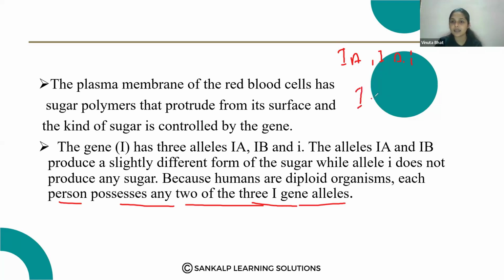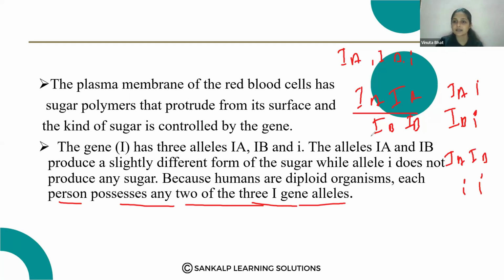It may be IA IA, or it may be IB IB, it may be IA small i, or IB small i, or IA IB, or small i small i. So in human beings, they are diploid organisms. They possess any two of these alleles, any two. It may be the same allele or a different allele.